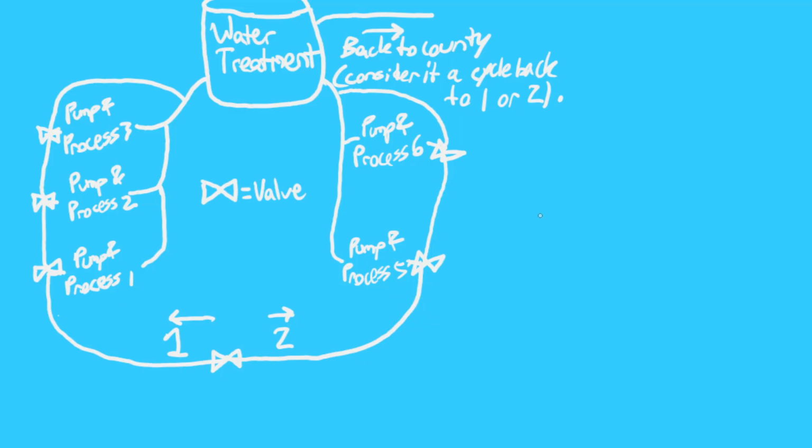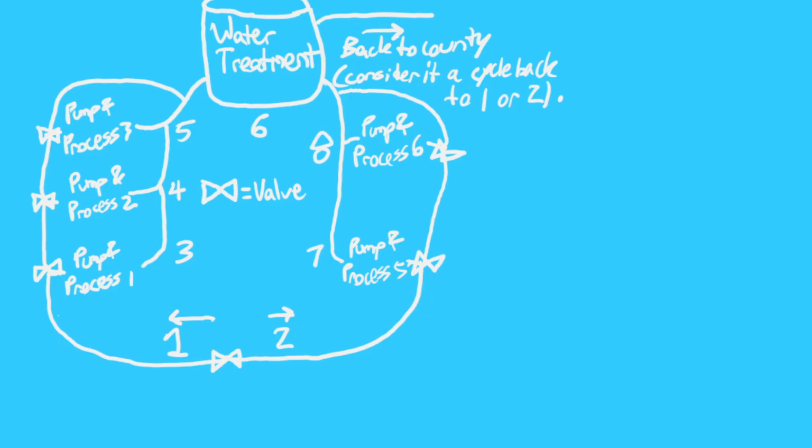So let's take a look at the process here and describe it using cycles. So 1 and 2 is describing our flow direction already. So let's look at our diagram here. Let's label this process as 3, this one is 4, and this one is 5. And let's label our water treatment as 6. And then let's label this as 7 and this one as 8.